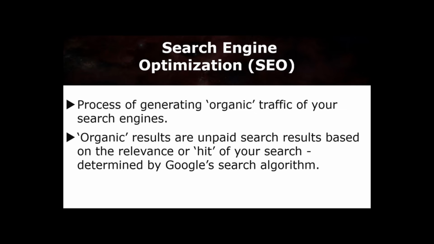SEO involves the process of generating organic traffic from your search engines. Organic or natural results are unpaid search results based on the relevance or hit of your search. These results are determined by Google's search algorithm to detect the site most optimized to their criteria and your search. Sometimes you can even see snippets, as Google calls it, from an optimized site.